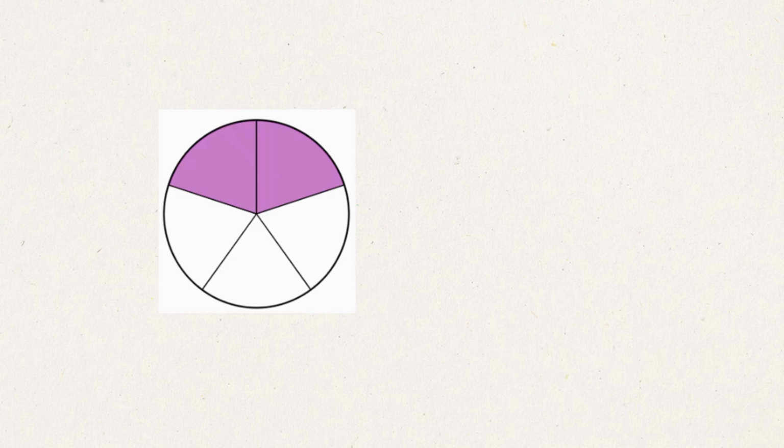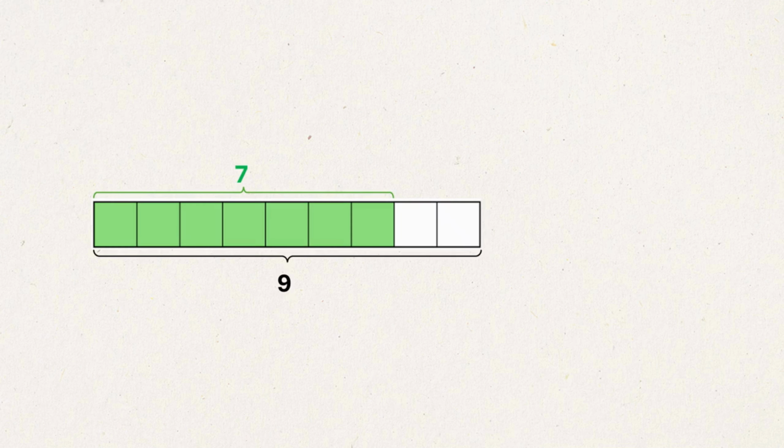Let's look at a few more examples. A circle is divided into 5 parts. 2 parts are purple. The fraction for purple is 2/5. A long bar is divided into 9 parts, and 7 parts are green. The fraction for green is 7/9.